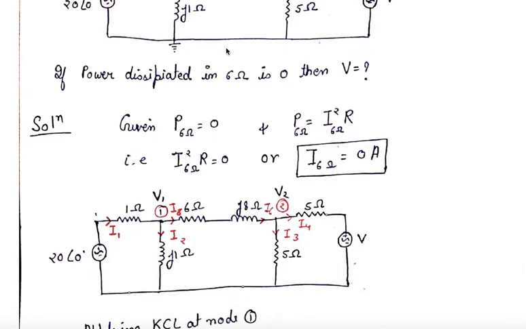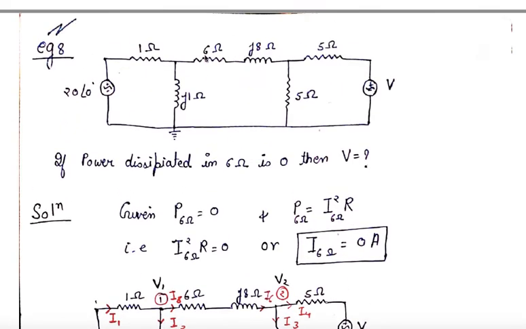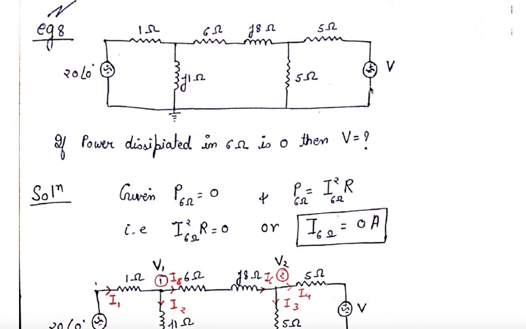It is given that power in the 6 ohm resistance is 0, and the formula of power is I square R, right? So that means I square R is equal to 0. Now R does not have a zero value, that means our current has 0 value. So one conclusion we get from this information is that the current in the 6 ohm branch is 0 ampere. One piece of information we get. Now we'll proceed in finding the value of V.